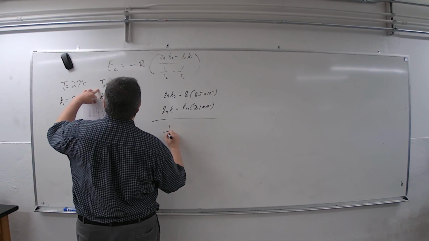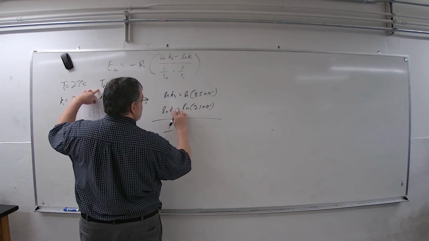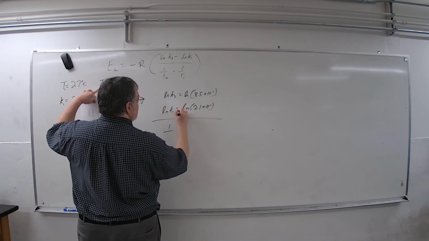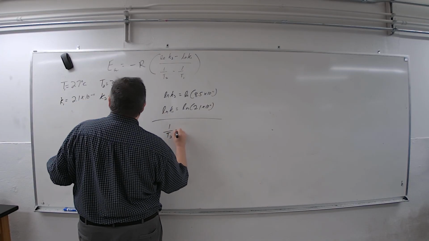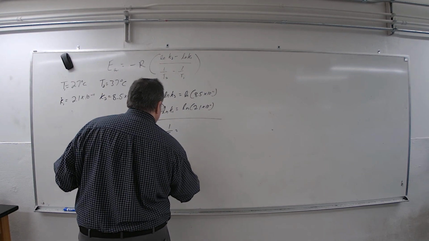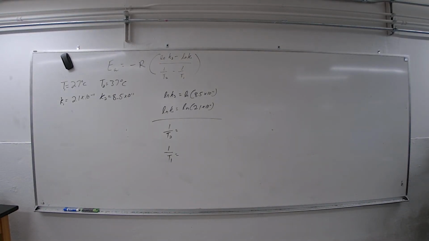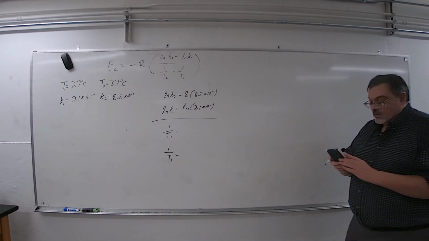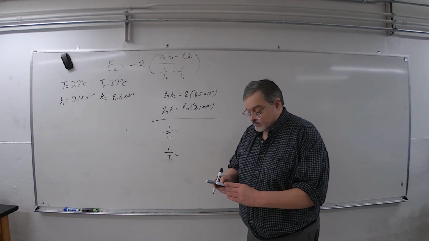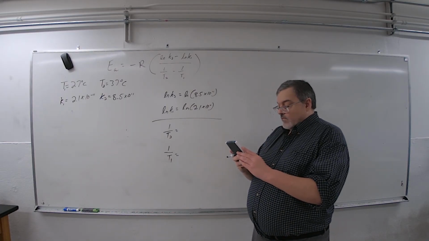Now, 1 over T2 and then 1 over T1. Here. All right, first thing I want is, well, let's do it with this. I need clear. So I'm going to put in 8.5.